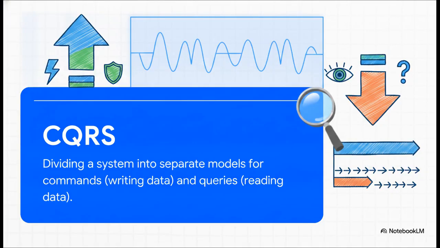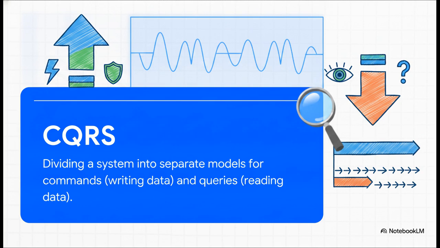This brings us to CQRS, which stands for Command Query Responsibility Segregation. At its core, this pattern means dividing your system into 2 completely separate models. You have one for commands. These handle your state-changing operations like writing or modifying data. And you have another for queries, which strictly retrieve data without modifying the system state at all.